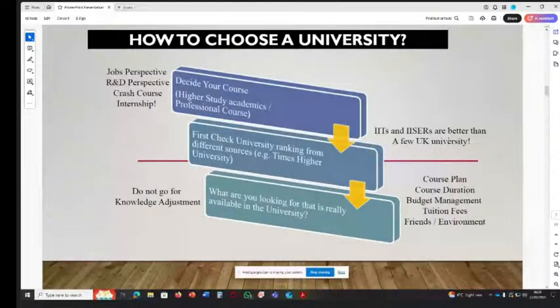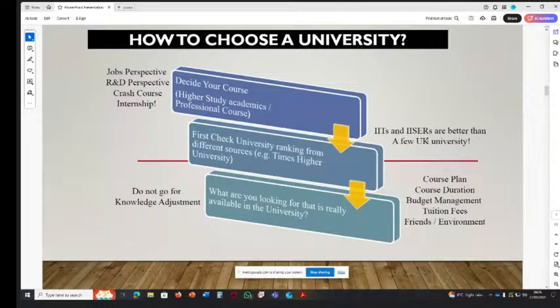Remember one thing I always tell on other podcasts as well: the IITs and IISERs are better than a few UK universities. So here is the importance of checking the ranking, the system of that university, how it can evolve. There are many UK universities that are very new in this field. They may have started just 10 years ago, but it doesn't mean that all the universities in the UK are doing an excellent job. Not really. I still believe there are many IITs and IISERs available in India. They are doing great research, great education, great stuff. So look at that option as well.